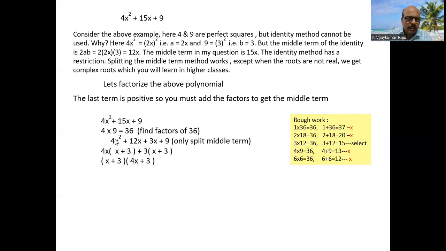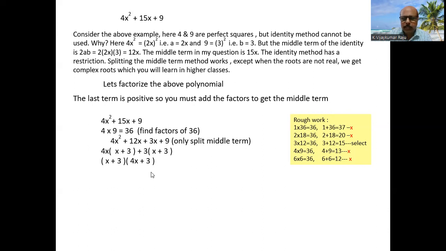So the middle term will be split to have 4x square plus 12x plus 3x plus 9. Take common from these two terms. So common will be 4x, this is x plus 3, plus 3 bracket x plus 3. Right, x plus 3. So outside this bracket you got 4x, right? Outside the second bracket you got plus 3, right? So the factors are x plus 3 and 4x plus 3.